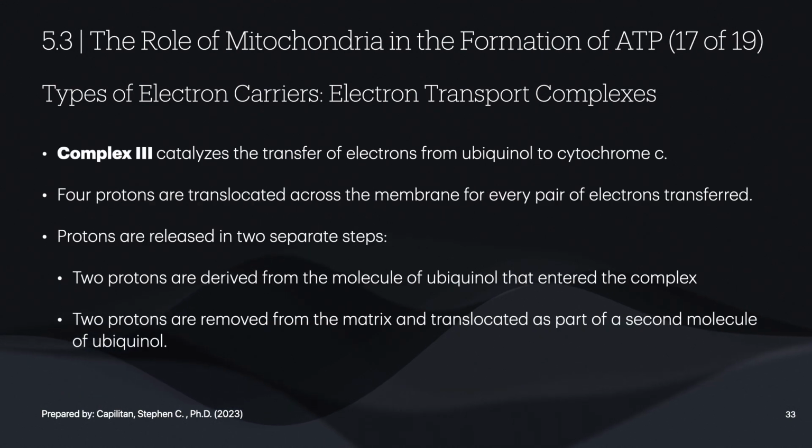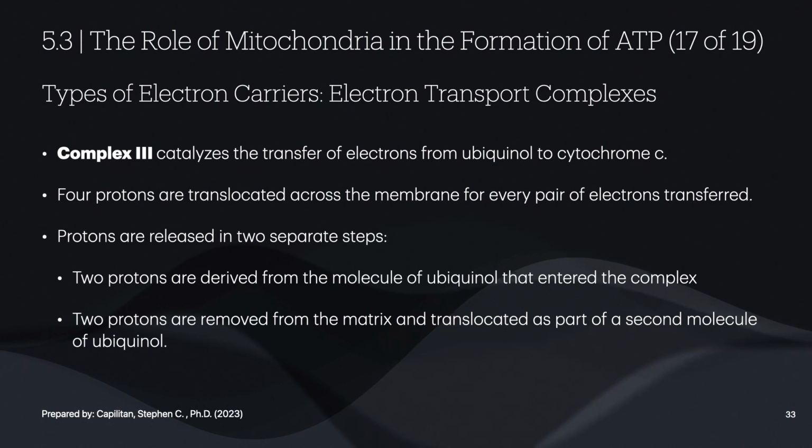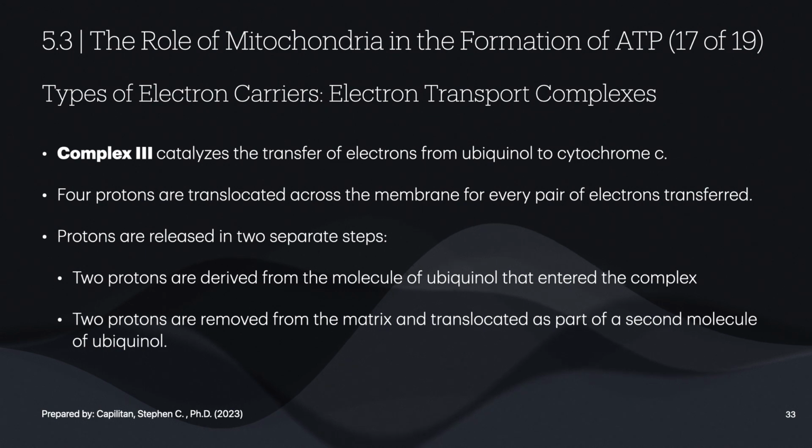Now complex 3 is catalyzing the transfer of electrons from ubiquinol to cytochrome C. 4 protons are translocated across the membrane for every pair of electrons being transferred. They are released in two different steps. 2 protons are derived from a molecule of ubiquinol which has entered the complex. 2 protons are removed from the matrix and translocated as part of the second molecule of ubiquinol.